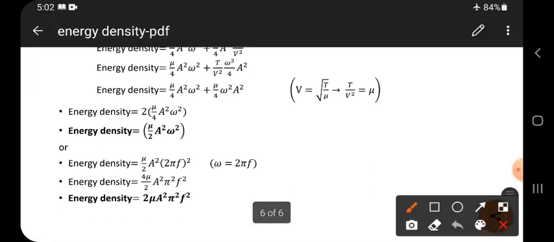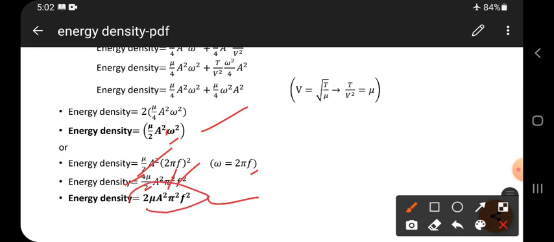Or if you substitute the value of omega, then we get this formula. Omega is 2 pi f, so omega square is (2 pi f) whole square. So 2 becomes 4, and 2 becomes 4. So here 4 pi square f square is written, and the 2 ones are 2, the 2s are. So this is the formula.